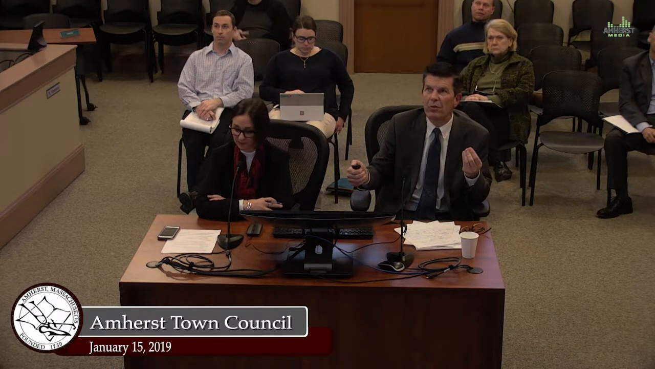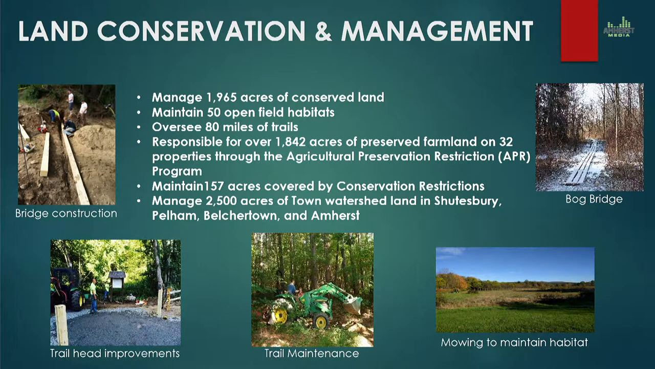80 miles of trails. Here are some of the stats that might be of interest to you. 2,000 acres of conservation land, about 50 open field habitats, 80 miles of trails, another roughly 2,000 acres of land protected for farming. Again, private land that is part of our economic and farming, agricultural business community. And we manage, my staff working with DPW manages the watershed forests that are in Amherst, Belchertown, Pelham, and Shutesbury. So it's a lot of work. We take it very seriously. You can see around the edges here some of the projects.